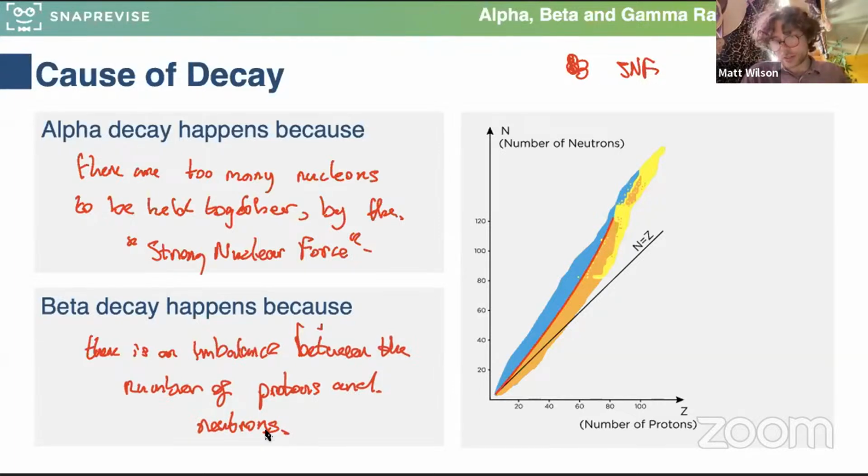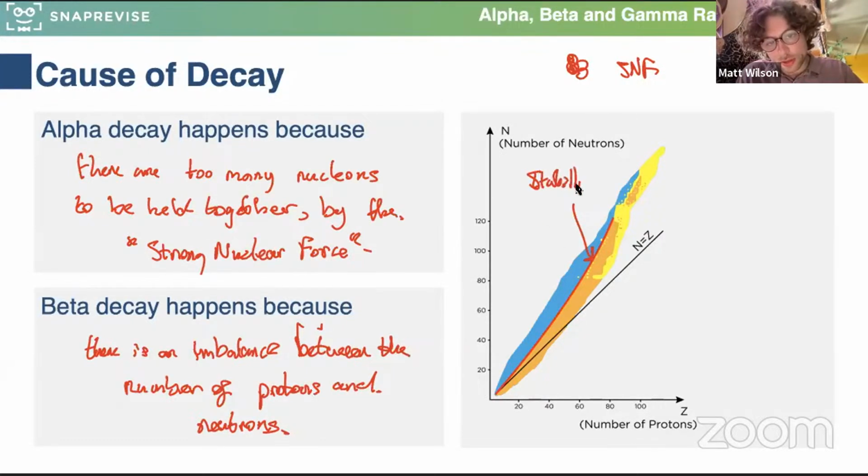Good. Okay, very nice. So we've got this graph on the right-hand side here, which allows you to see which kinds of nuclei are likely to decay and in which way they're likely to decay. You might see this red line in the middle. This red line in the middle is essentially called a line of stability.